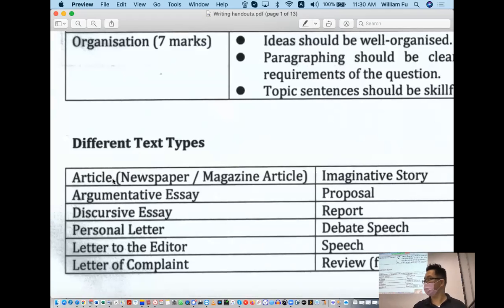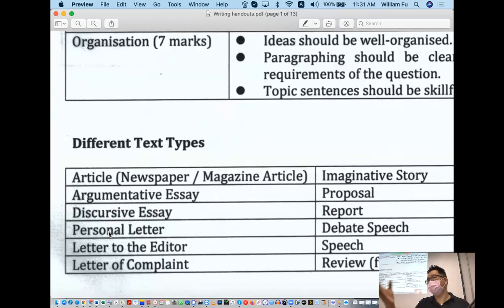For example, article is very common. Argumentative essay, I'm sure you know. What's discursive essay? What is it in Chinese? Discursive, 論說文. You want to discuss something. A personal letter. Now, I strongly suggest you not to write a personal letter because it's easy to write, but difficult to excel.